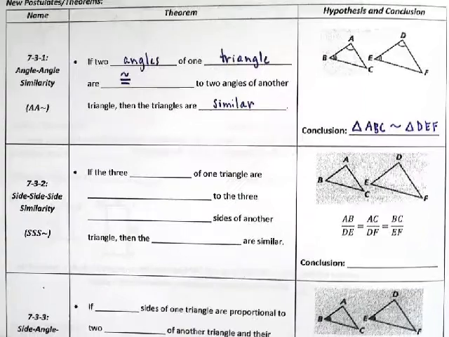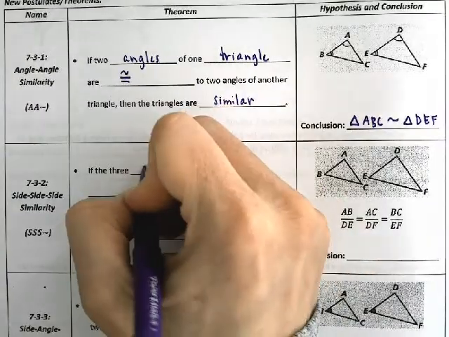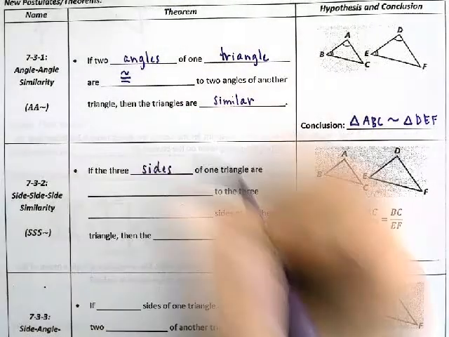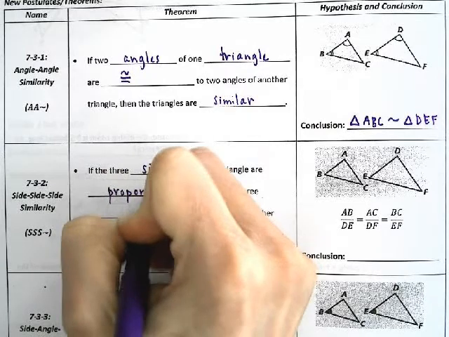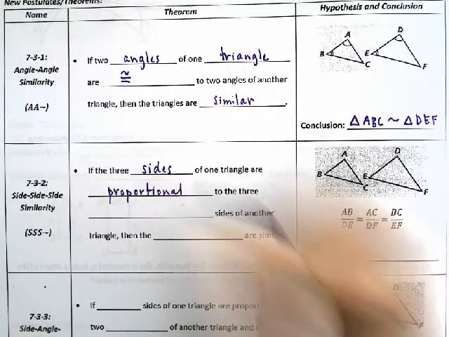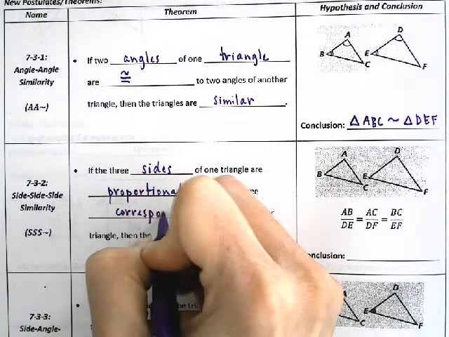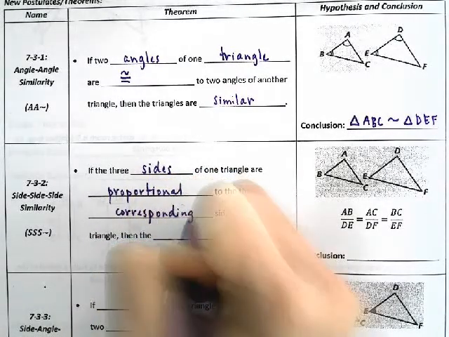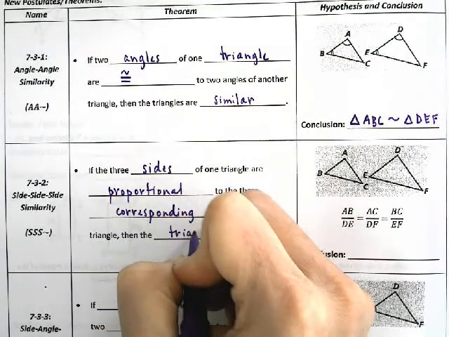Okay, the next one we have is side-side-side similarity. And what this says is if the 3 sides of one triangle are proportional to the 3 corresponding sides of another triangle, then the triangles are similar.